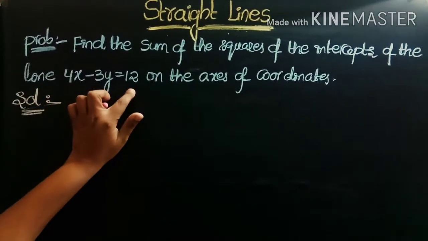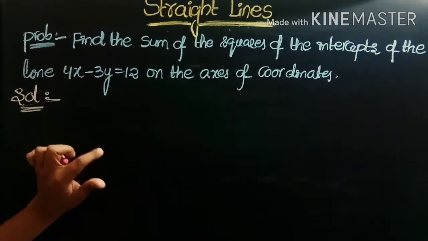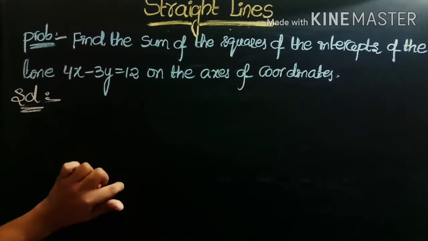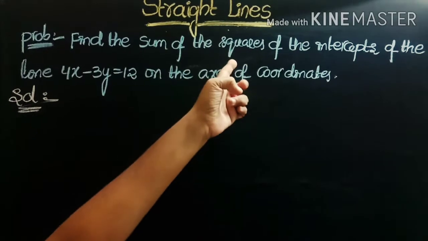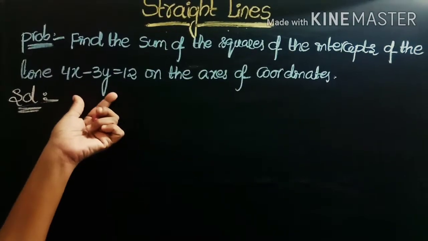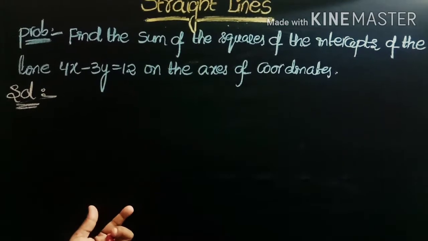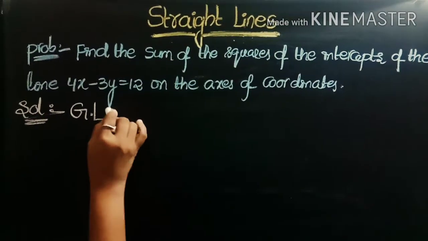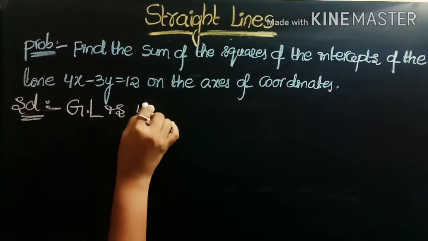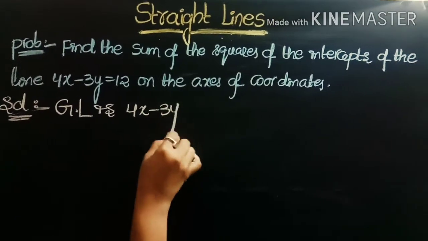So this is the given line. From this line, first we are taking the values of a comma b. And now we are finding the value of a square plus b square. To find the values of a comma b, we have to convert this equation into the intercept form. So first we write the given line equation here. Given line is 4x minus 3y equals 12.